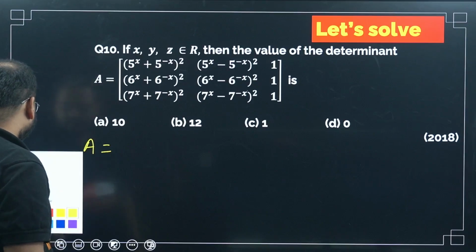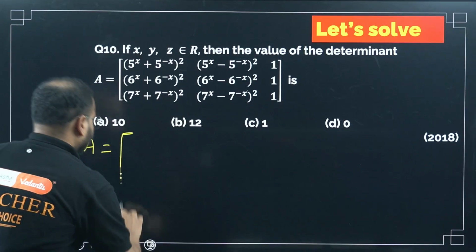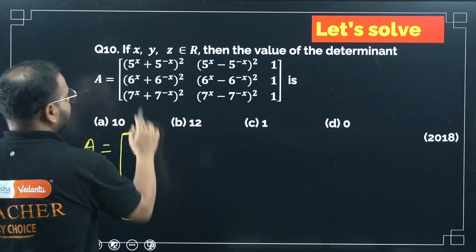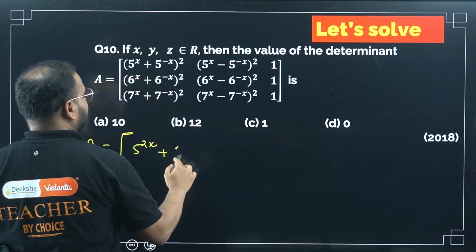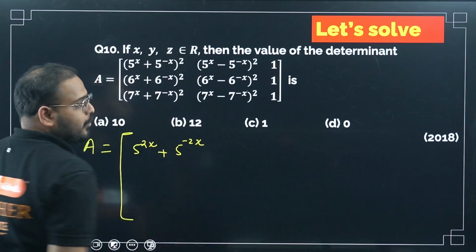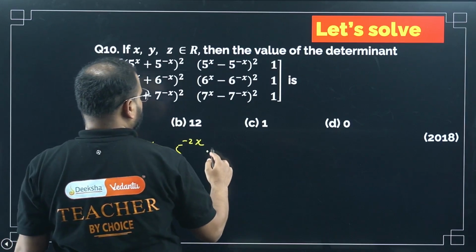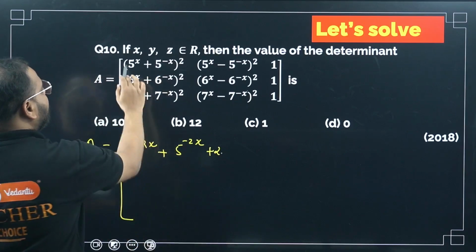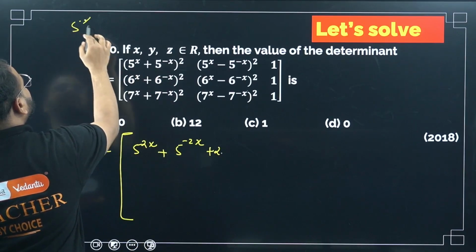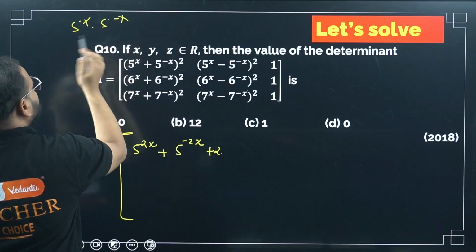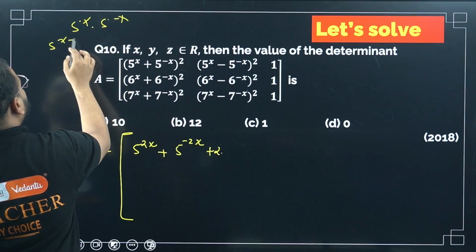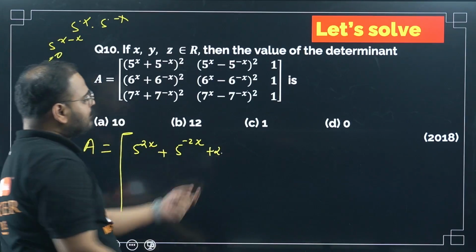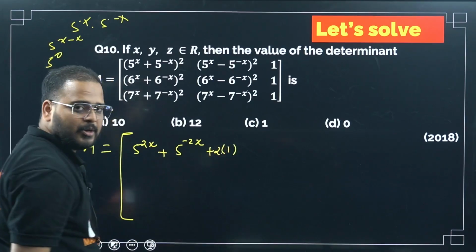How can I rewrite this? Please check. This will become 5 power 2x, because a square, no? This will become 5 power minus 2x. And what will this be? Plus 2 times this into this, a into b. What is 5 power x into 5 power minus x? It will become 5 power x minus x, which is 5 power 0, which is 1. So it will become 2 times just 1.